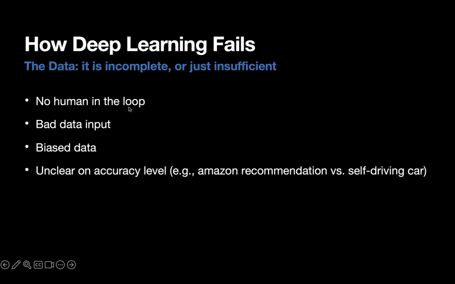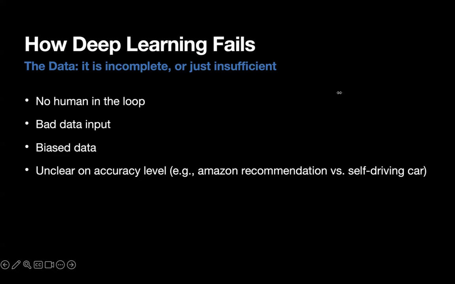The other important thing is that almost never is it okay for AI not to have a human in the loop somewhere, even if it's sampling. The exception is when your accuracy can be pretty low, and I'll get to that in a sec. And low can be 80%, but otherwise, you really need a human in the loop. That's not going to change anytime very soon. Bad data, I mentioned before, biased data.